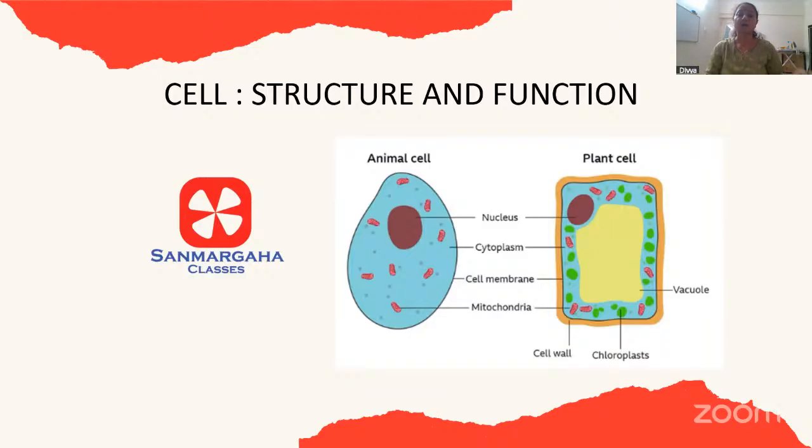So here, animal cell and plant cell. All plants have cells in them. All plants are made up of cells, whereas all animals are also made up of cells. So it is a microscopic unit. We will be observing it only under the microscope. It is not seen through the naked eye. It is only seen under the microscope.